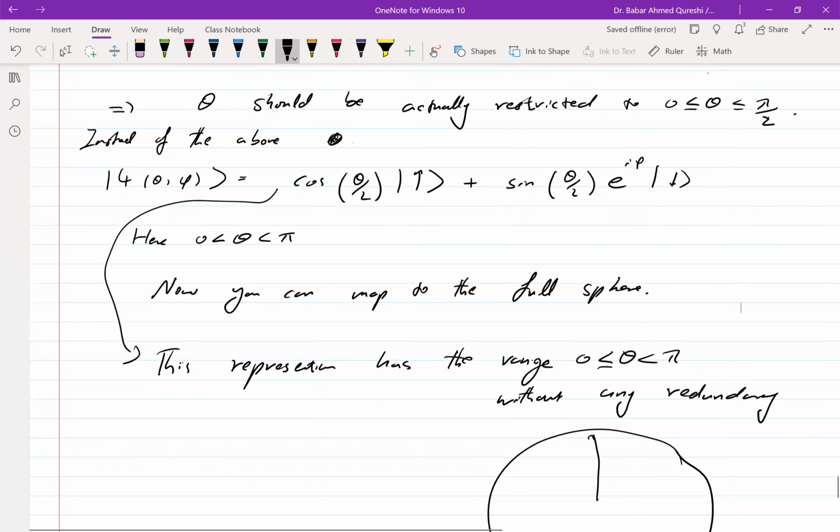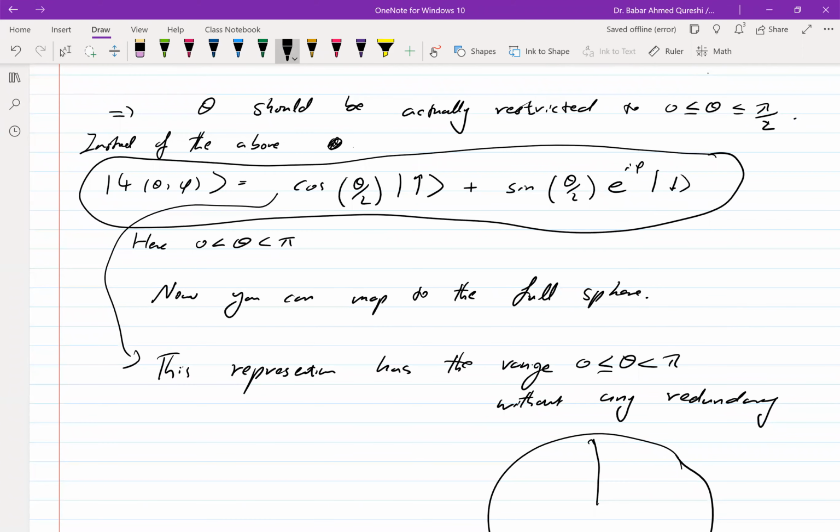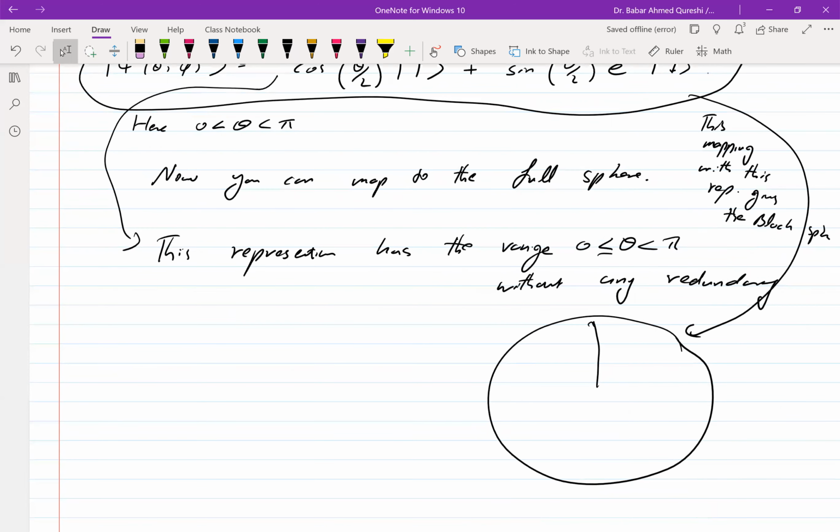And this is the Bloch sphere. So for the Bloch sphere, this mapping with this representation, where you have theta by 2, not theta, gives the Bloch sphere. And you can see if I put theta equal to 0, what do I get? I'm on the north pole. So this is the up state, or in qubit language, if you want to call it, 1.